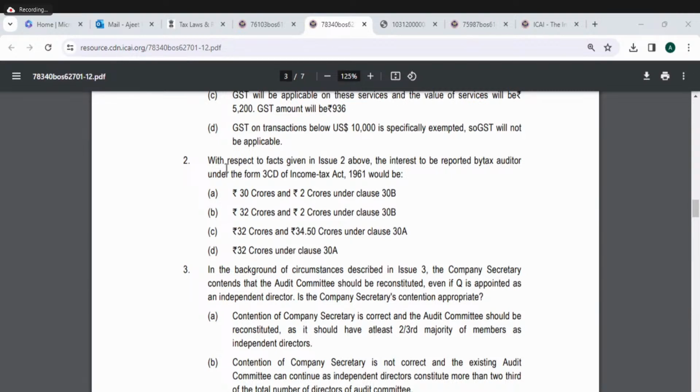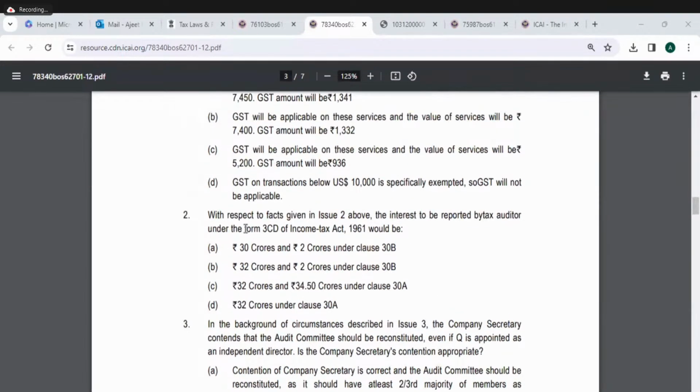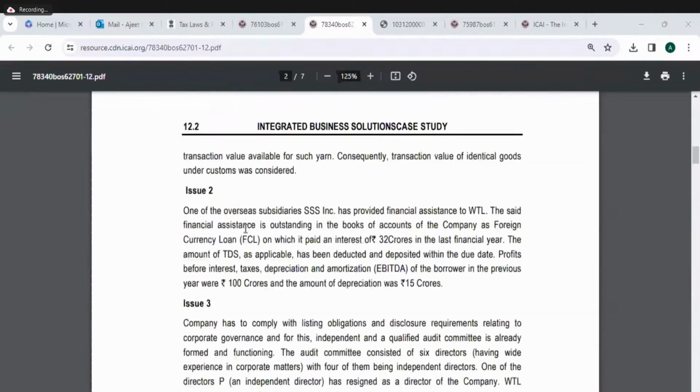So firstly, we have to go to issue 2. What is issue 2? What are the direct tax provisions which are applicable in this case? Then we will see what Form 3CD is and its reporting clauses. So I'm moving to issue 2, which this MCQ is asking about.